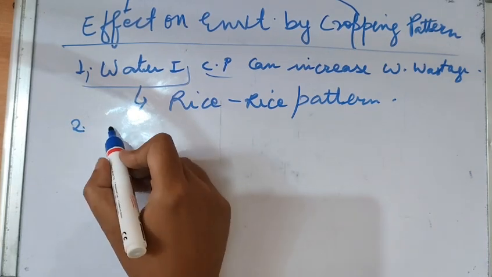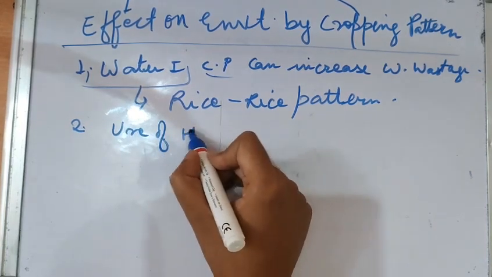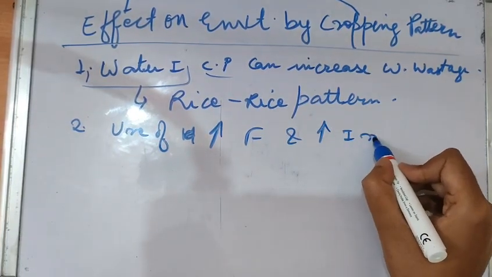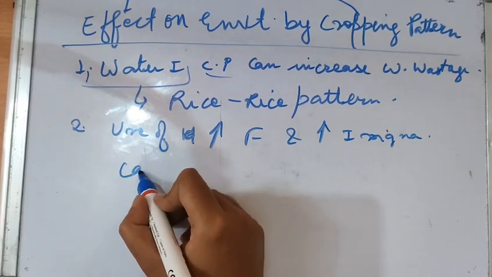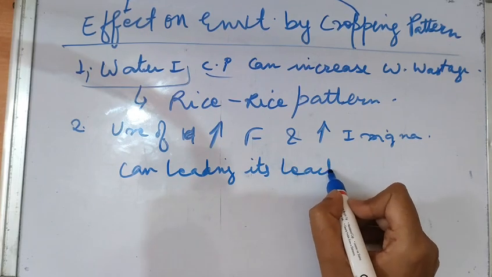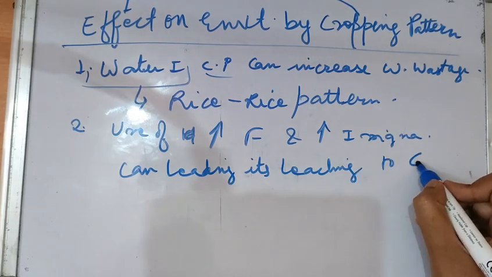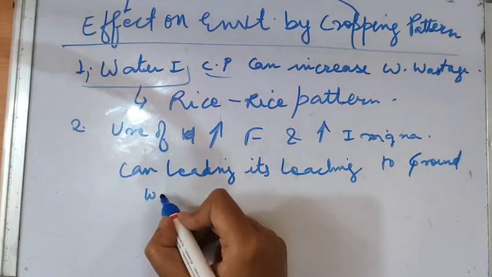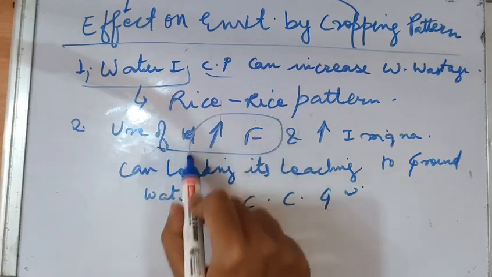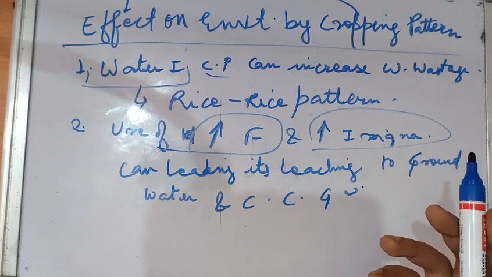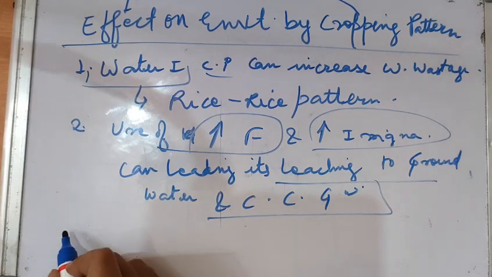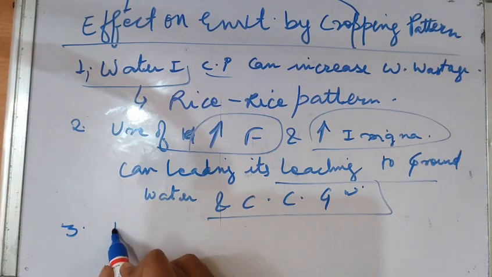Next we can write use of high fertilizers and high irrigation can lead to its leaching to groundwater and can contaminate groundwater. When you use high fertilizer with high irrigation, the excess fertilizer leaches to groundwater and leads to its contamination.